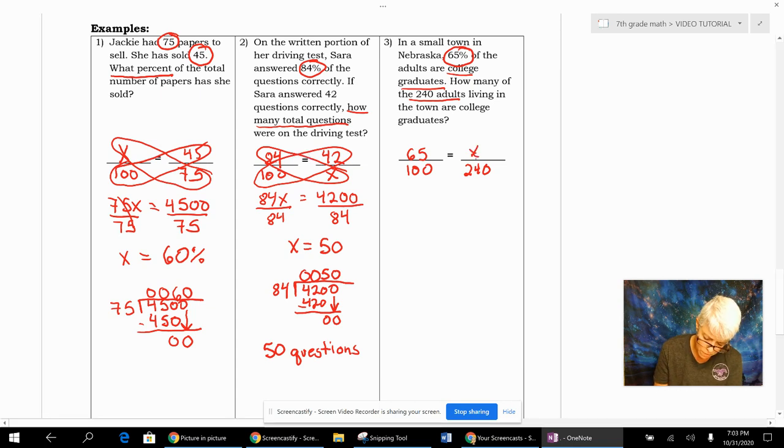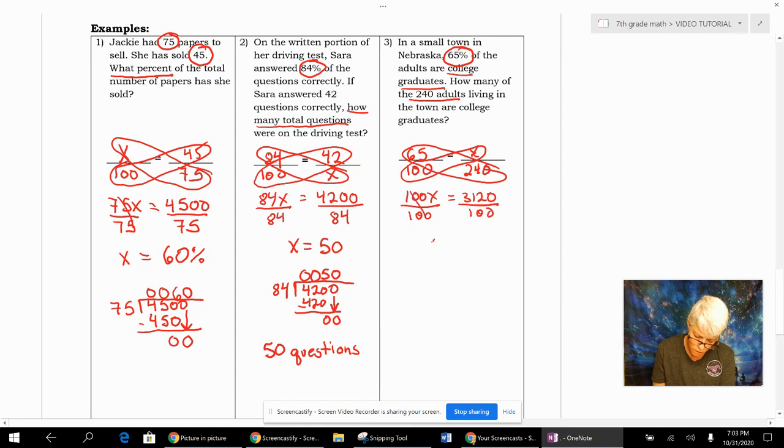So again, I'm going to cross multiply. I'm going to try to keep that x over on the left. And again, I did this math ahead of time. So I end up with 3,120. Big number, I know, but the division part, let me show you something cool if you don't know this already. If I'm dividing and both of the numbers end in 0, I can cancel out both of those zeros. So now suddenly the numbers got a lot smaller. 312 divided by 10.